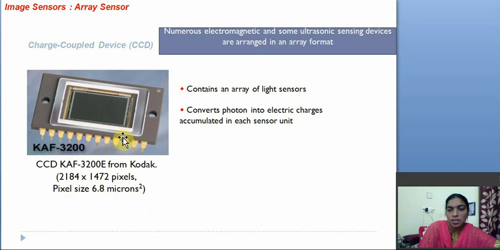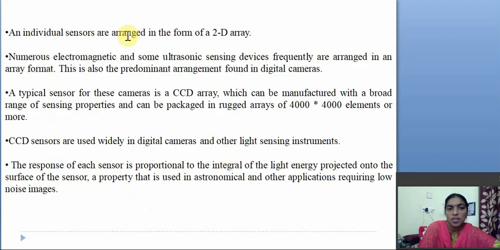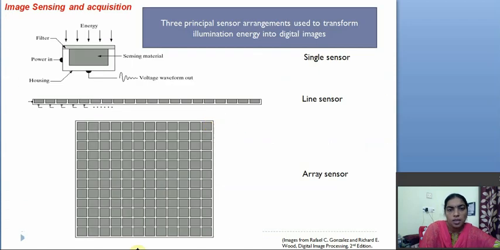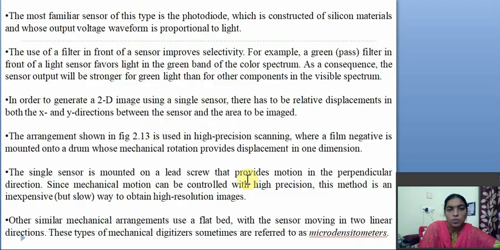What is that image size that will be taken by using this particular sensor? Here, see this, individual sensors are arranged in the form of a 2D array. So this is the array, an m by n size array. Suppose here 1 2 3 4 5 6 7 8 9 10 11 12. That means 12 by 12 arrays are used here.